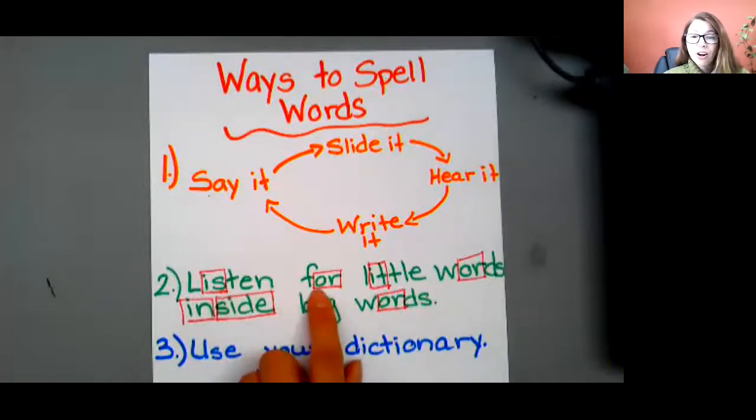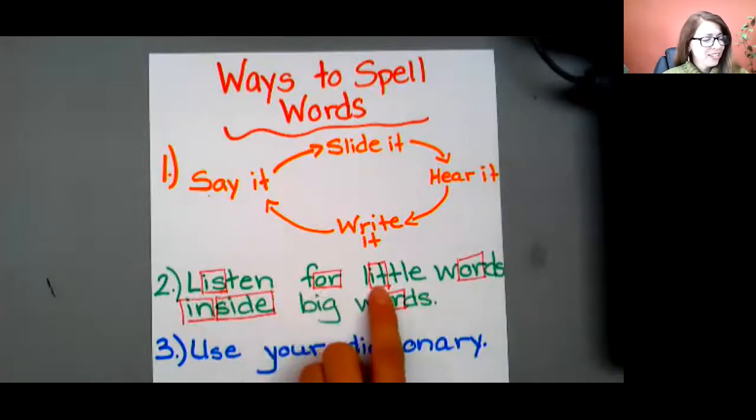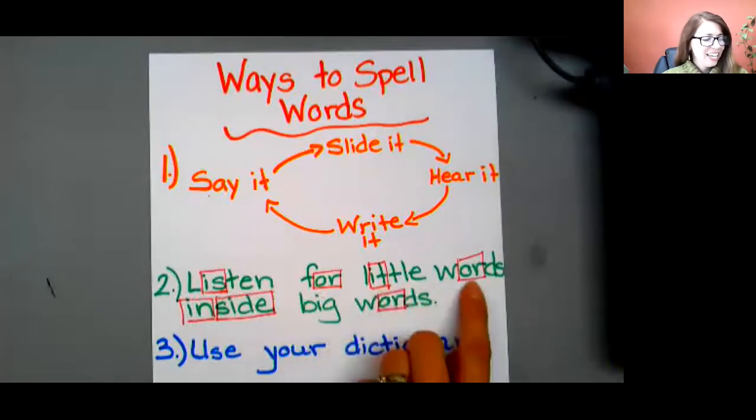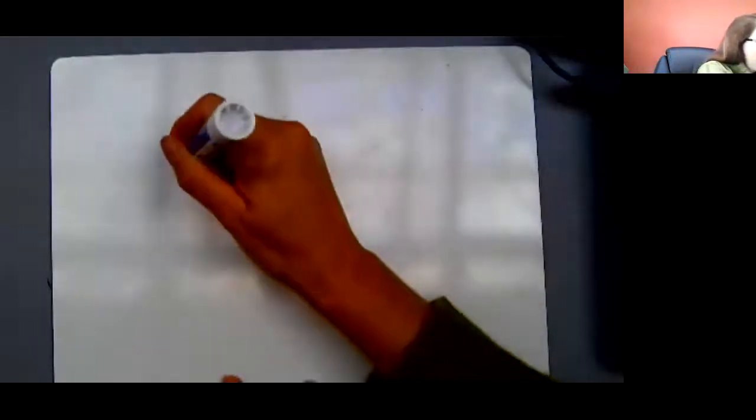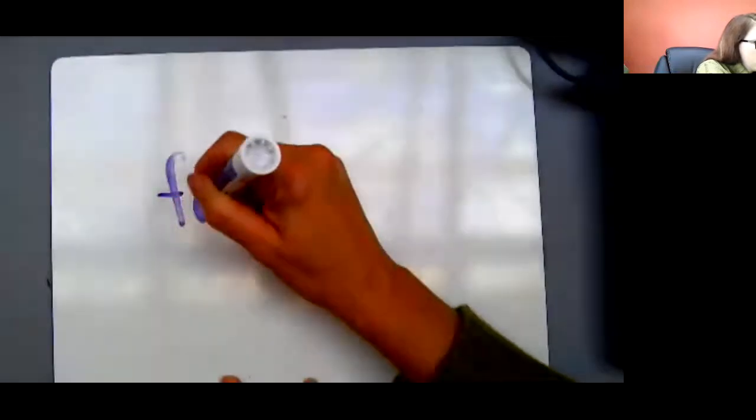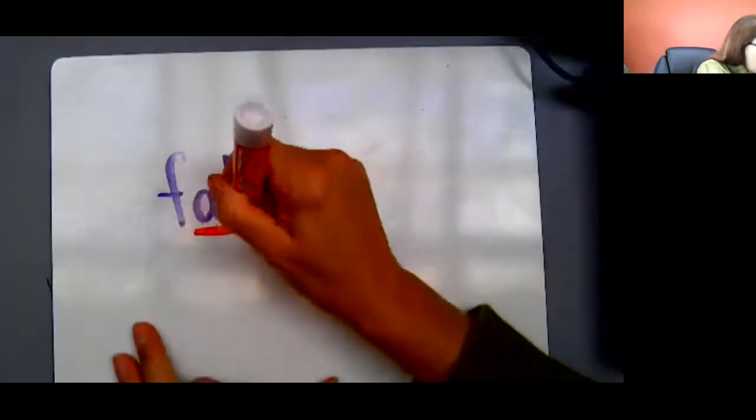Inside of my word for, I found the small word chunk or. Inside the word little, I found the word it. Can you see other tiny words inside my big words? Let's practice that together. If I have the word fall, I already know part of that word. I already know the word all.